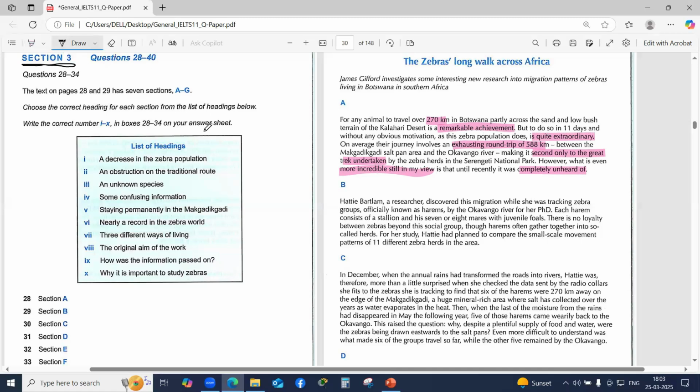Clearly, if you go and match one heading, definitely one heading will match. Is it talking about a decrease in zebra population? No. Is it any obstruction to any route? No. Unknown species? No. So keep eliminating one by one. Some confusing information? No. Staying permanently in a place? Definitely no. They are traveling a lot. Nearly a record in the zebra world? Yes. Now option number 6 can definitely match A paragraph. I mean, that's very obvious.